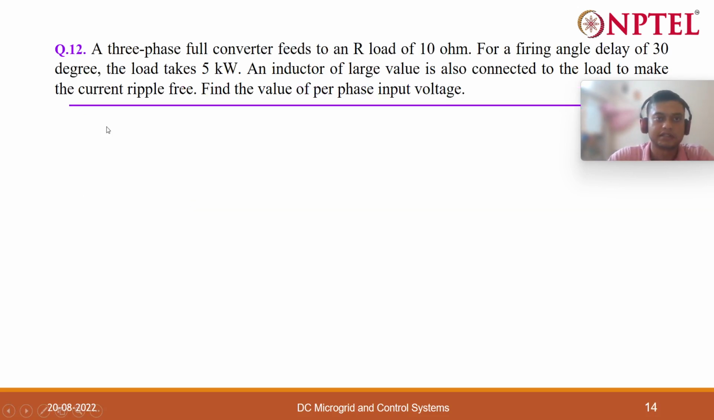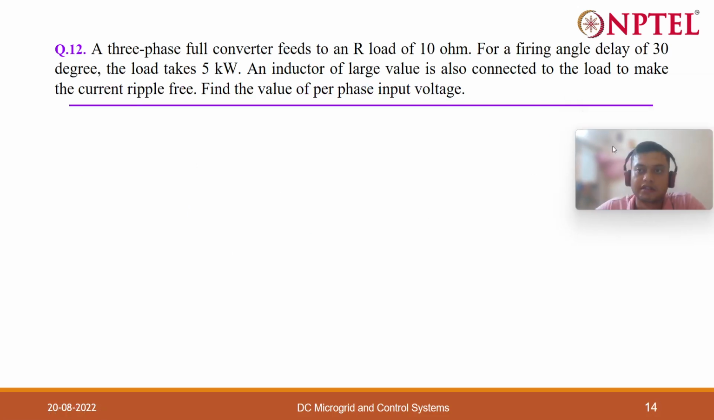So now let us see the last question of this session. This question is from the 3-phase full bridge rectifier. A 3-phase full converter feeds an R load of 10 ohm for a firing angle delay of 30 degree. The load takes 5 kilowatt. An inductor of large value is also connected to the load to make the current ripple free. Find the value of per phase input voltage. Here I have not given the options, so you can type your answer directly in the chat box.